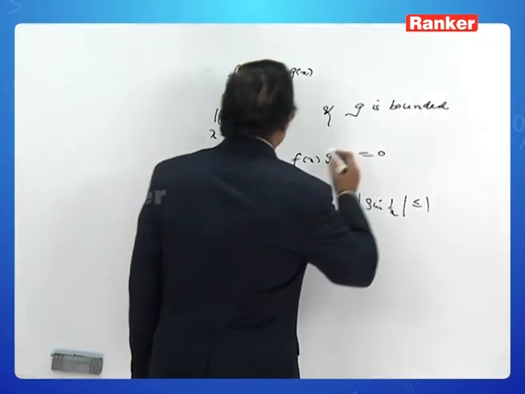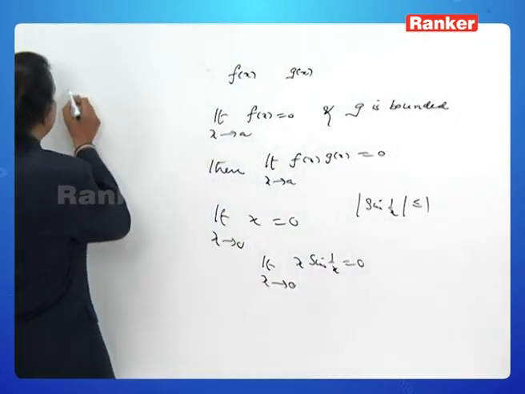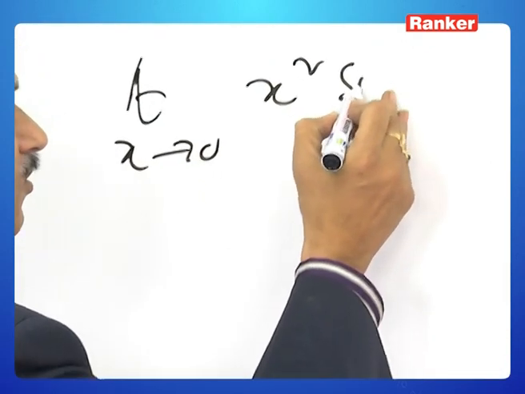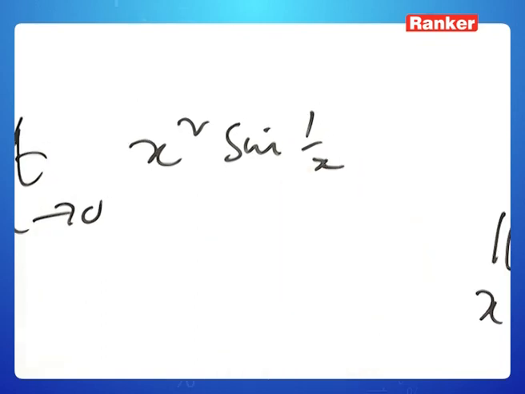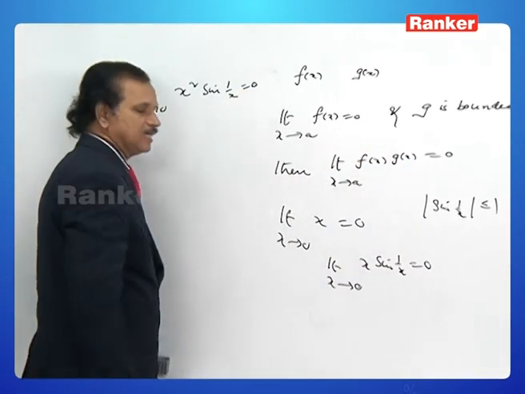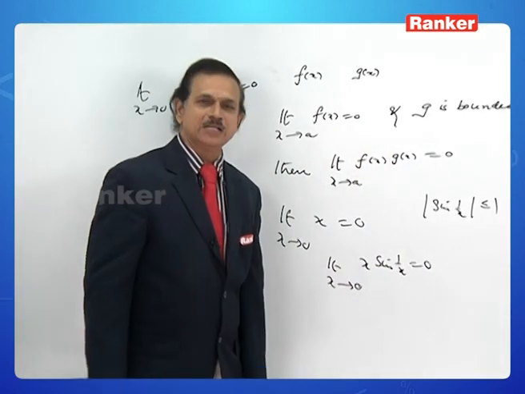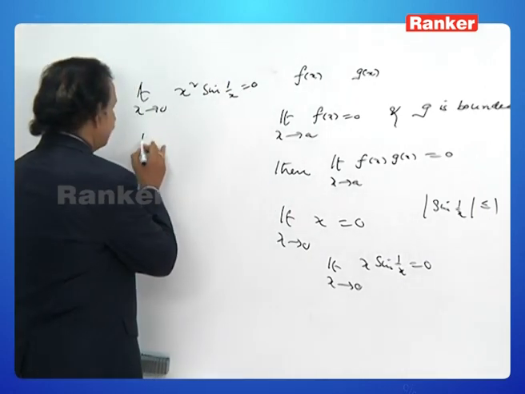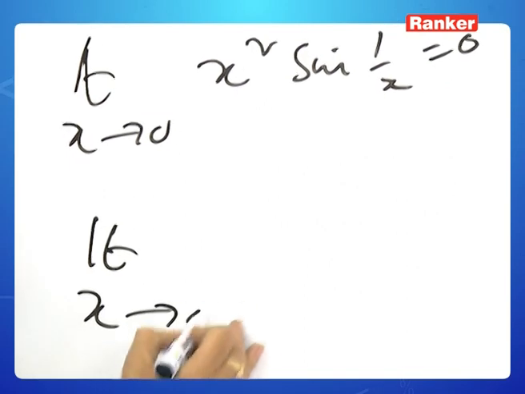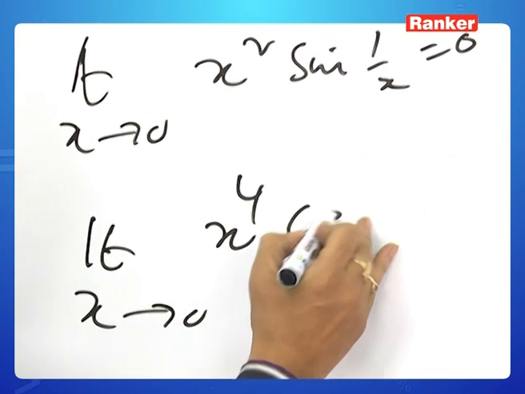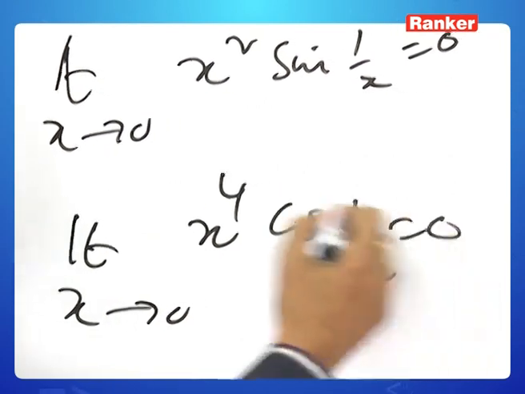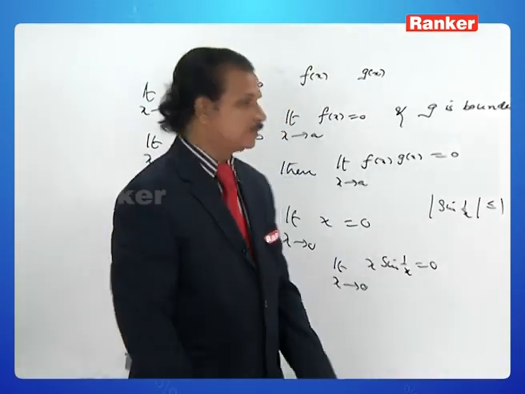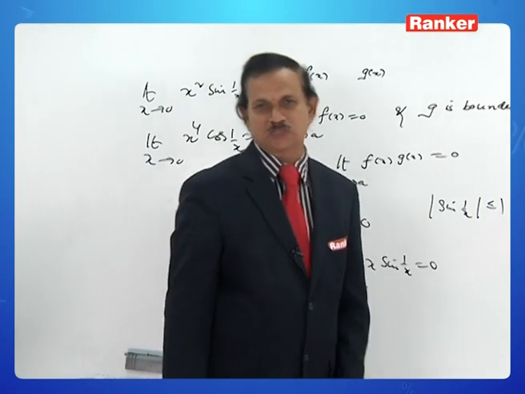There are so many applications for this concept also. You can say that limit as x tends to 0 of x square sine 1 by x is 0, x cube sine 1 by x is 0, x power n sine 1 by x is 0 for all positive n, and limit as x tends to 0 of x power 4 cos 1 by x is also 0. Like that, there are so many applications for this concept.